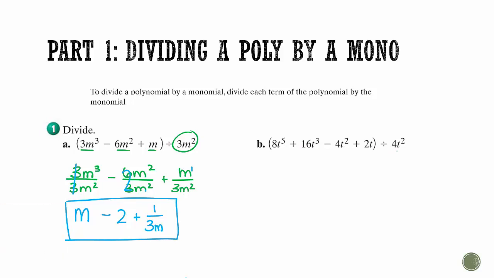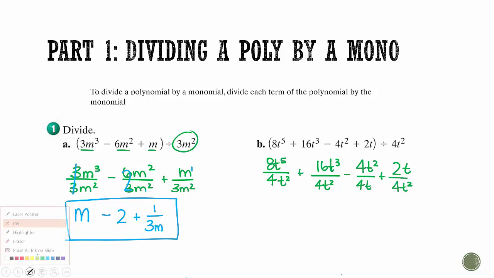I need to divide all of this stuff here by 4t squared. So you rewrite everything and individually divide everything by 4t squared. And then you break down term by term. So 8 divided by 4 is just 2. And then t to the 5th divided by t squared is t cubed. 16 divided by 4 is just 4. T cubed divided by t squared is just a plain old t.